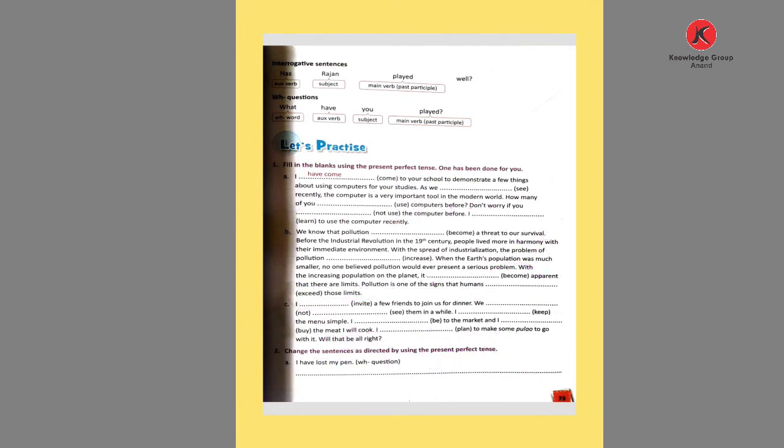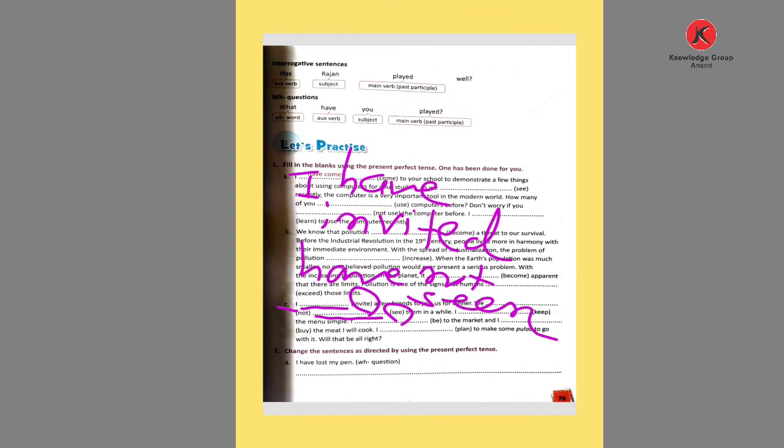Then the C: I dash a few friends to join us for dinner. The verb given is invite. With I we use have, and the past participle of invite is invited. Have invited. Then the second: We dash not see them in a while. Here see is given, and the negative is used, so we use have not seen. Have not seen.